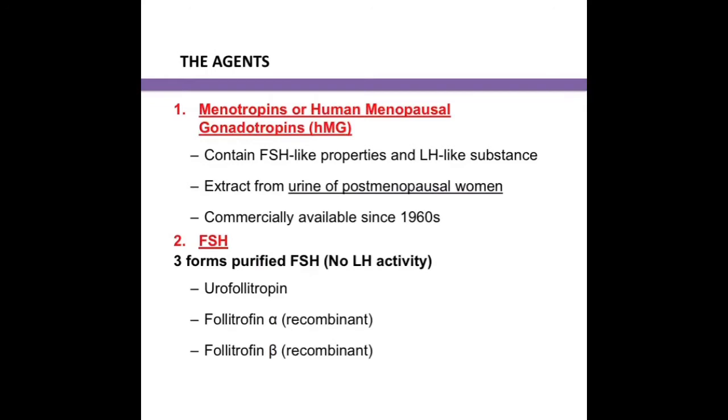Secondly, we have FSH. There are 3 forms of purified FSH, which have no LH activity. These are urofolitropin, folitropin A, and folitropin B. Both folitropins are recombinant FSH.